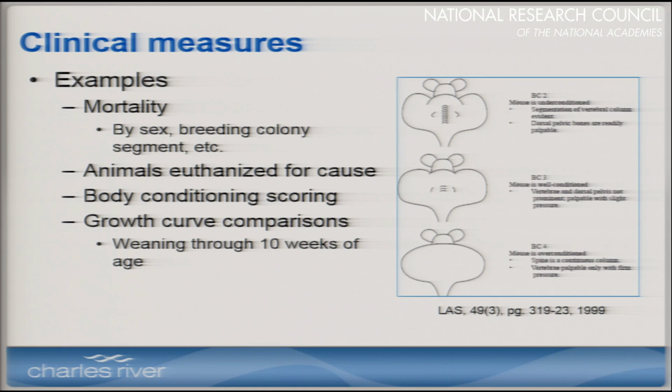Animals euthanized for cause. Body condition scoring can be utilized certainly, and there's nice publications outlining how to do that in a standardized way. And then a very common assessment that we do periodically on all of our stocks and strains is growth curve comparisons. So we take animals and we weigh them from the time of weaning at about 3 weeks of age up through 10 weeks of age, large groups that are statistically designed to allow comparison between breeding areas such as breeding facilities.